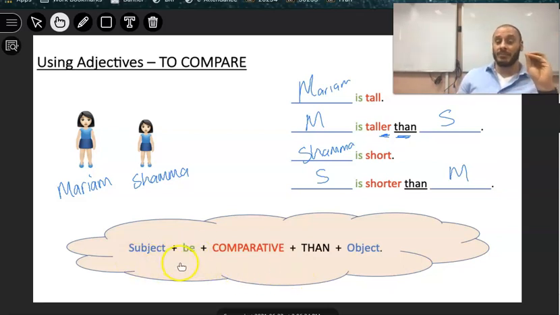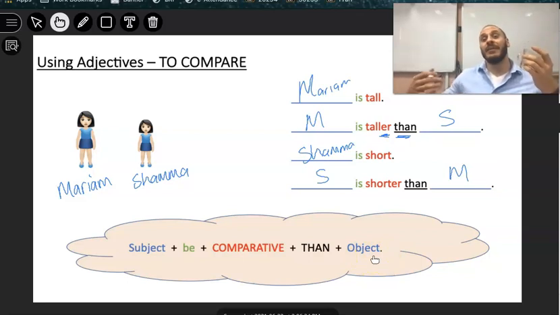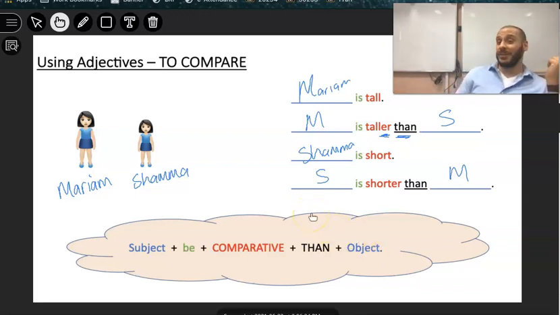Subject, baden be verb, baden comparative, than, and then another noun, another object. Coffee is more delicious than tea. Alas, I don't have any examples because I'm tired today.